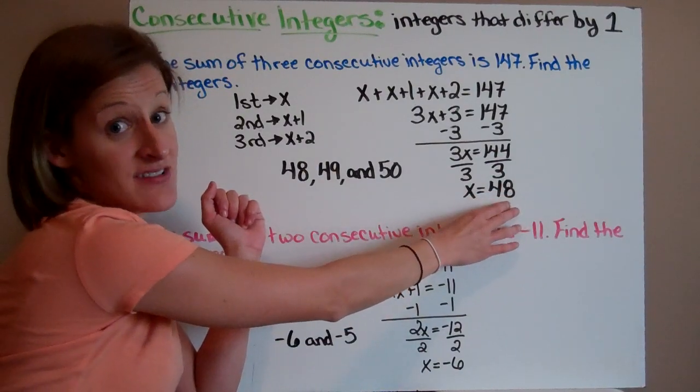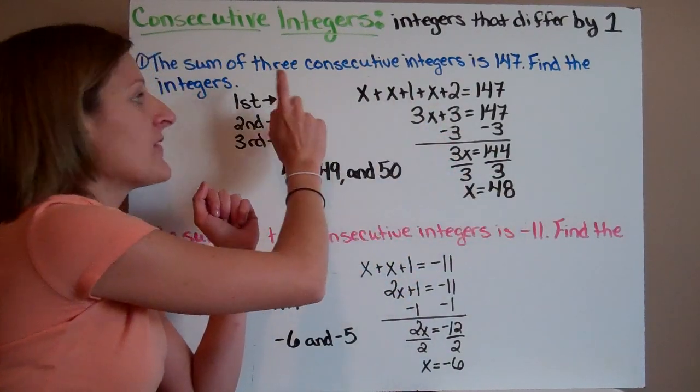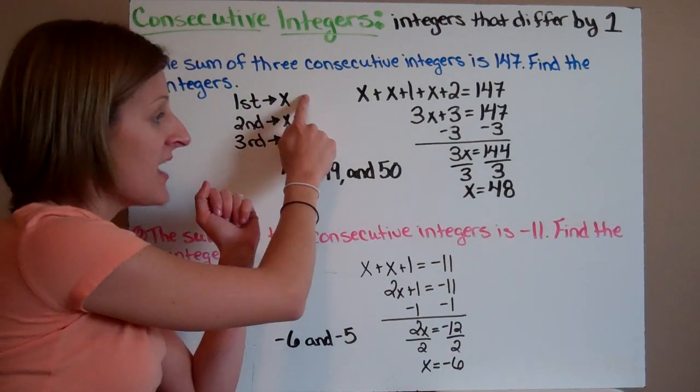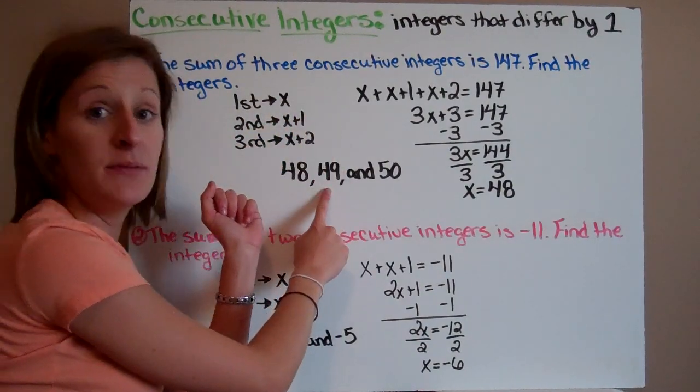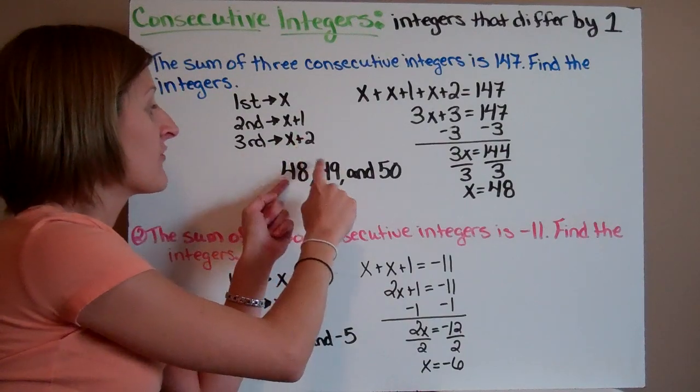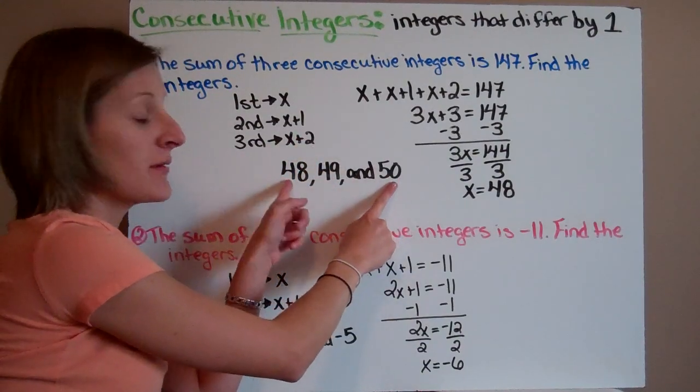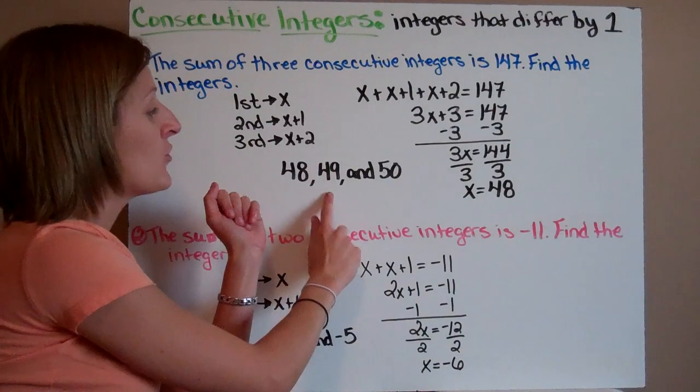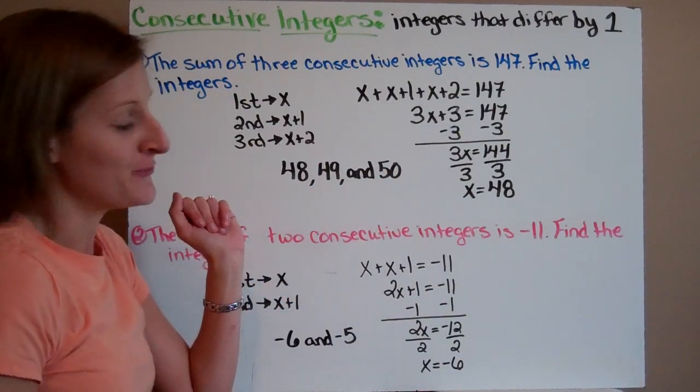Now that's your first one. So that's your first number. Add 1 to that, 48. 49 is going to be your second number. Then take your first one and add 2, and 50 is going to be your third number. So 48, 49, and 50 will be your answer.